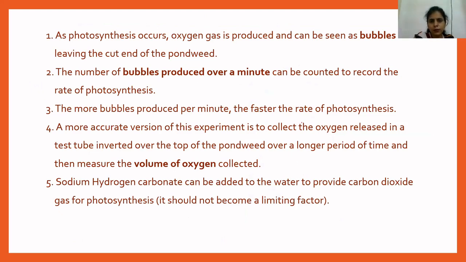Now, as the process of photosynthesis occurs, oxygen gas is produced and can be seen as bubbles leaving the cut end of the pondweed. The number of bubbles produced over a minute can be counted to record the rate of photosynthesis. The more bubbles produced per minute, the faster the rate of photosynthesis. So remember this point.